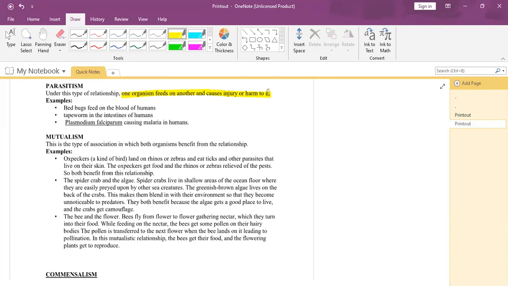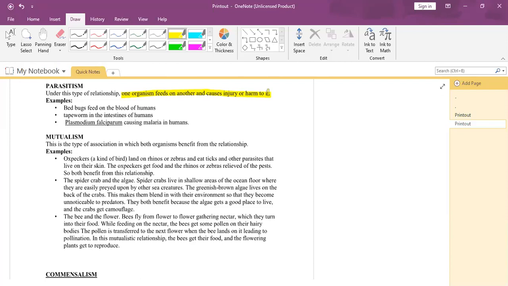So it causes damage to the intestine. That would be an example of a parasitic relationship, right? Or think of the malaria parasite, Plasmodium falciparum. It causes malaria in humans. It feeds on the red blood cells, so it's causing damage. So that is a parasitic relationship.